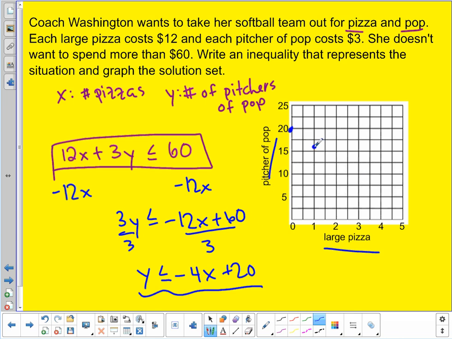So then if I go down 4 more from 16, that goes down to 12, which is going to be about right there, and then over to 2, and then go down 4 more, which is to 8, and go over 2. 4 more would be to 4, just below that 5 there, go over 2 more to the 4, and then all the way down to 0 and go over to the 5. So there's my line, my boundary line, and then I want to shade underneath it.